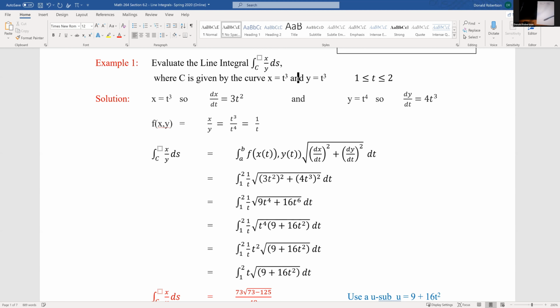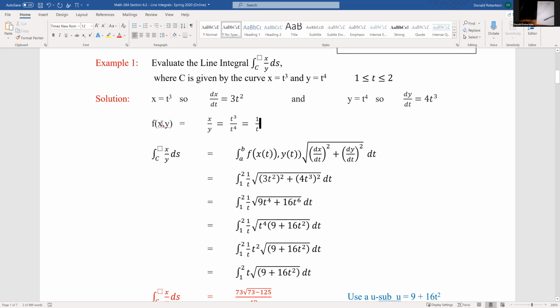I'm kind of repairing this as we go along. There we go. So x is equal to t cubed. Then won't dx by dt be 3t squared? y is t to the 4, so dy by dt is 4t cubed. So that's what's going to go here, and that's what's going to go here. Do you see the dx by dt formula? This here is just a formula, right? It's just you apply it all the time.